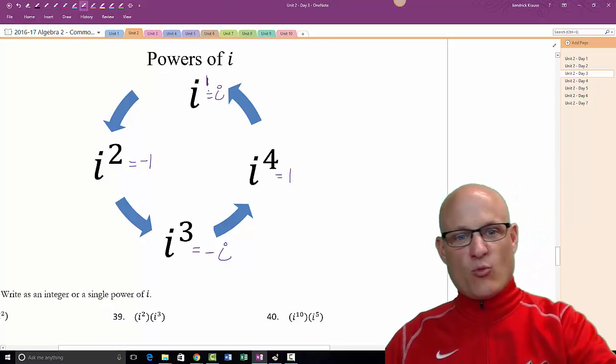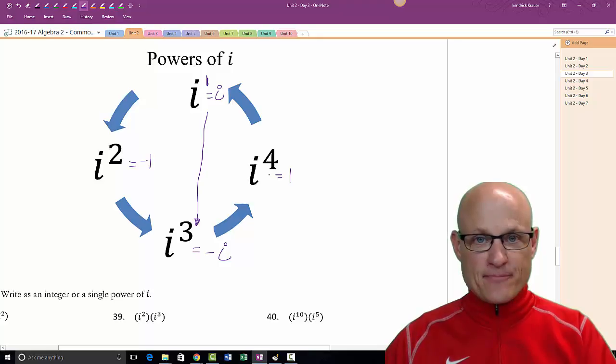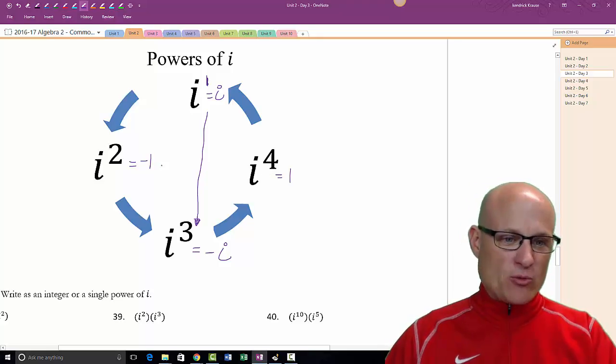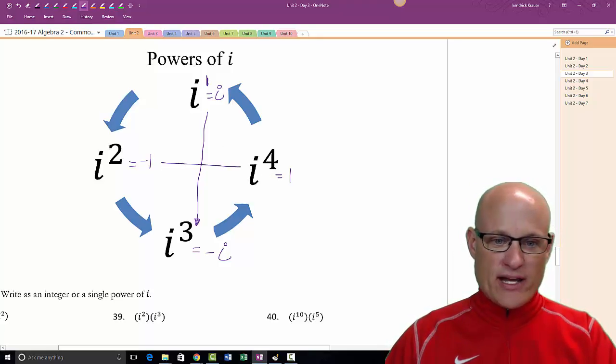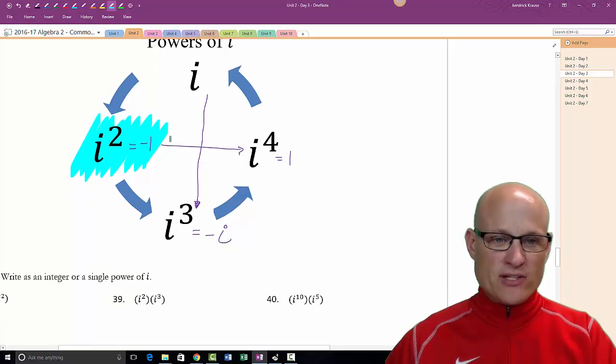So if you draw your circle out, you'll notice on the opposite side, it's just negative i. And then we said i squared was negative 1, and if you notice on that side, it's just positive 1. So i to the first is really just i. i cubed is just negative i. i squared is negative 1. And again, I cannot stress this enough. You better have this one memorized. This one is huge. So let's see how we're going to deal with that.